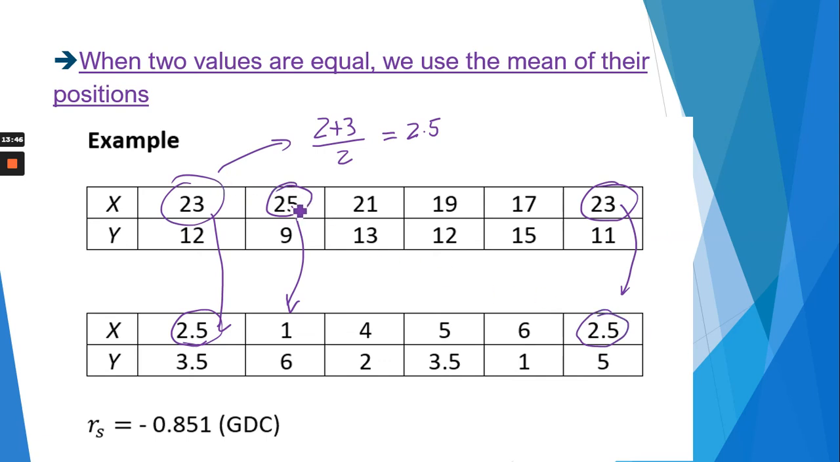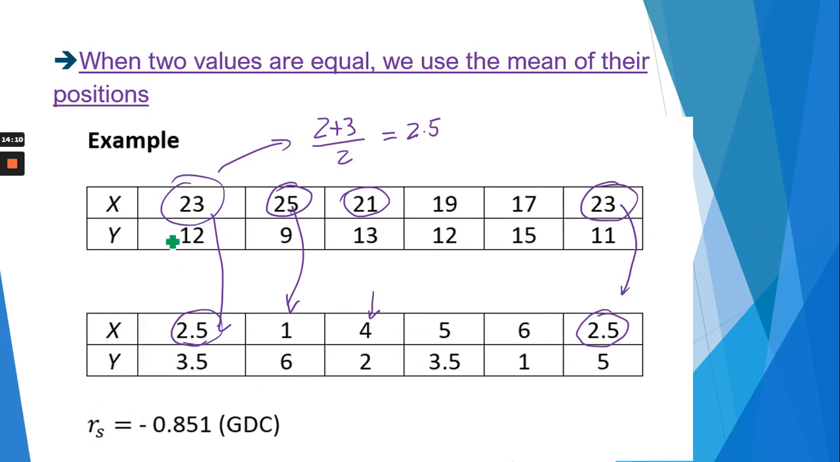Notice that we have now used the first, the second, the third data. So the next one, which is 21, must be the fourth. So it's 4. So we don't have 2 and 3. Instead of the second and the third, we have 2.5 in both of them. So then the fifth is the 19 and the sixth is the 17.